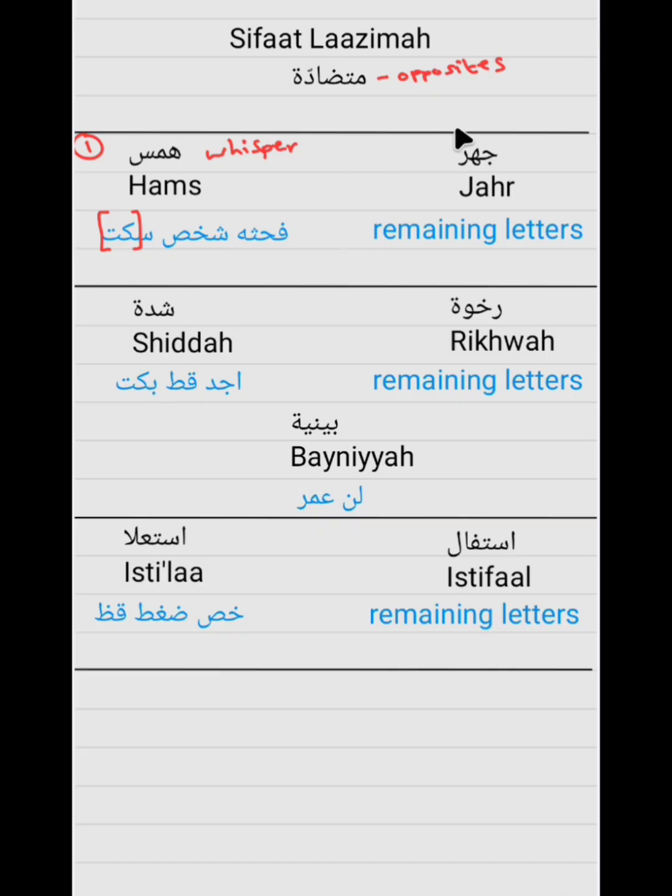Right, now the remaining letters that are not part of this mnemonic, فَحَثَّهُ شَخْصٌ سَكَتَ, are all letters of jahr, letters that are pronounced without airflow. Jahr in itself means loud, something loud, right? So it means that the sound comes out without airflow. Letters like alif itself, right? Letters like ba, jim, dal, and dhal.